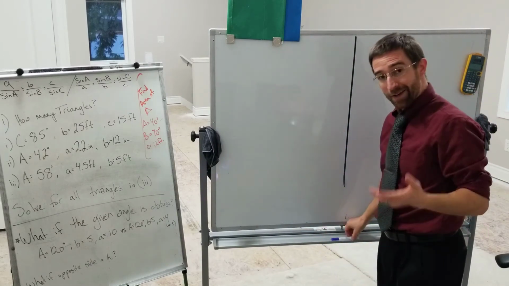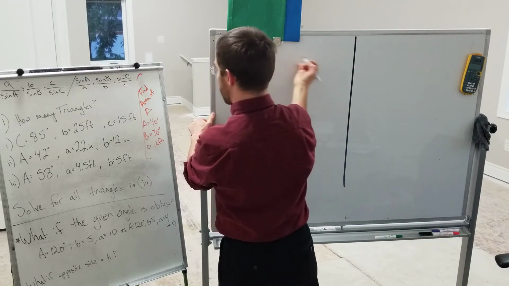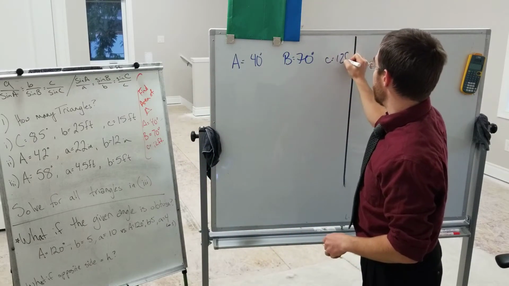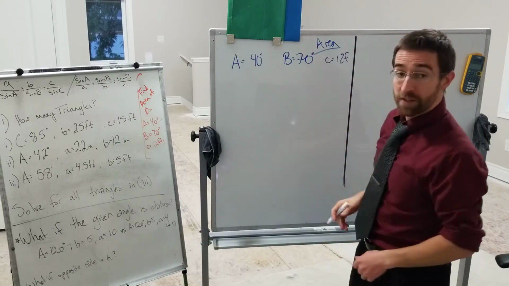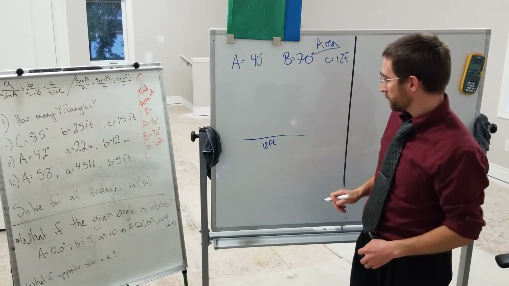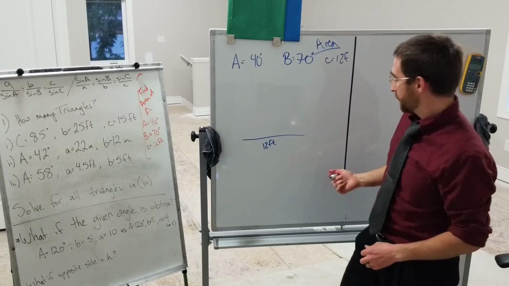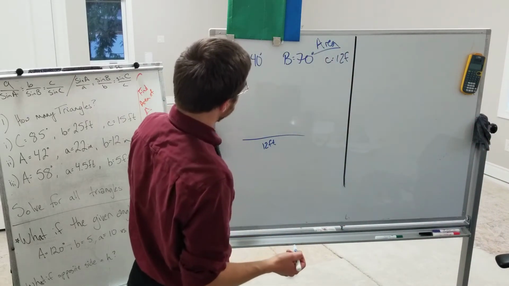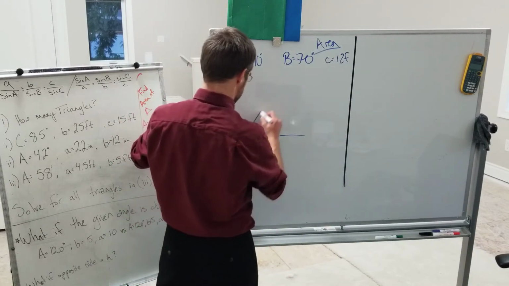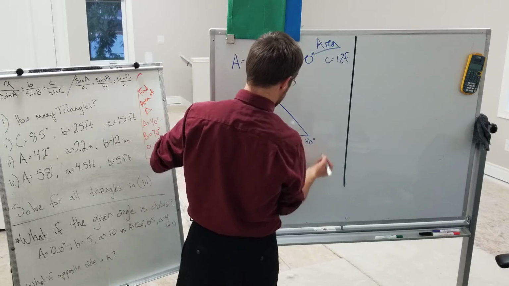Find the area, and that's it. We're into the find the area problem. Let's say we have angle A is 40 degrees, angle B is 70 degrees, and side C is 12 feet. I want the area of this triangle. All right, I'm going to draw a triangle with my base of 12 feet. We've got 40 degrees here, we've got 70 degrees there.